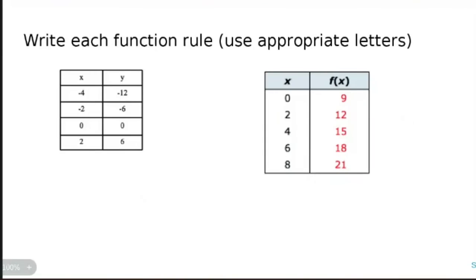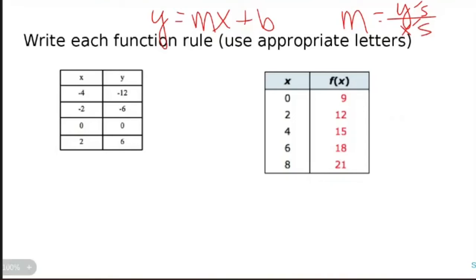All right, last page. This is where it gets iffy. Write each function rule, use appropriate letters. Function rules are in the form of mx plus b. M is rise over run. In our case, I don't have a graph. The rise is the y values, and the run is the x values. So whatever I find my patterns to be, I'm going to find the y over the x that way.